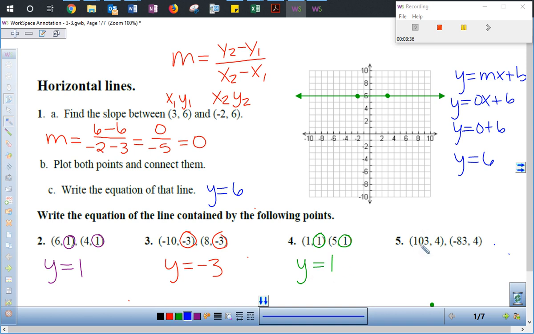On number 5, are my x values the same? No. Are my y values the same? Yes. Circle them, and we have y equals 4. So, horizontal lines, the equation just has one variable, which is a y, and it's set equal to that number, 4. The slope is 0, and when you graph it, it's a flat line.